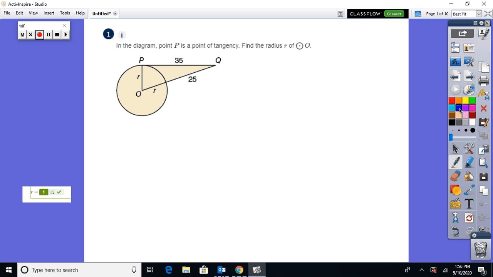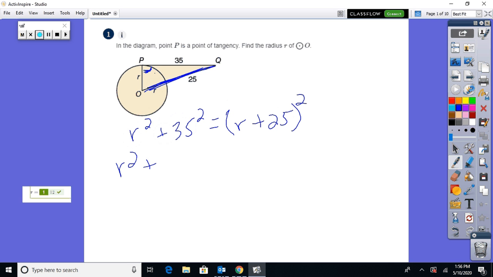In the diagram, point P is the point of tangency. That's good, so that means PQ is a tangent. So find the radius. If that's a point of tangency, then we've got a right angle there, my friends. So we can set up the Pythagorean theorem. So I'm going to say r squared plus 35 squared equals, then my hypotenuse is the quantity r plus 25, squared. So the left-hand side is good.